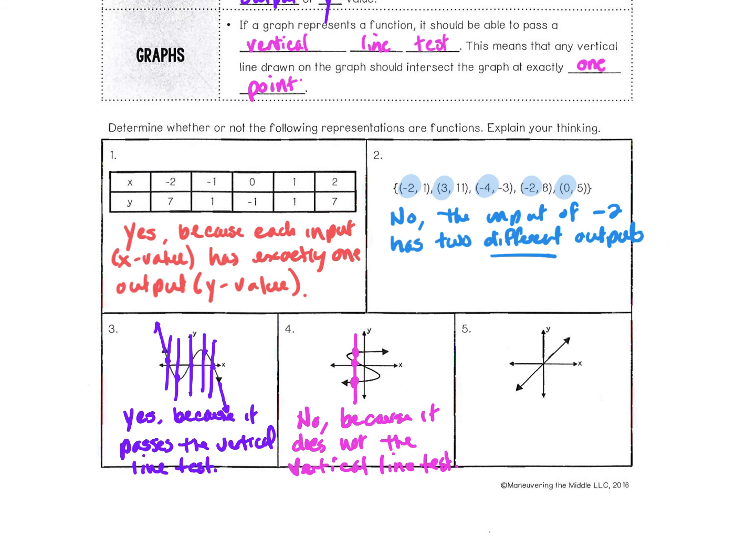And finally, as we look at our last figure, number 5, our last graph, again, if I start dropping vertical lines, well, it touches my graph line here, touches my graph line here, touches my graph line here. So even the more I continue to draw these, each of my vertical lines will only touch the graph line in one spot. So yes, it passes the vertical line test.